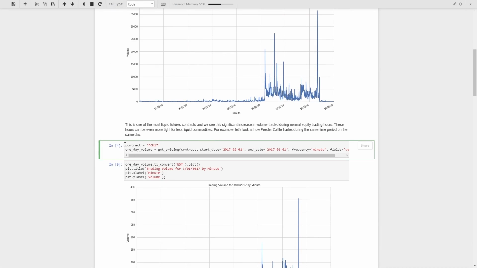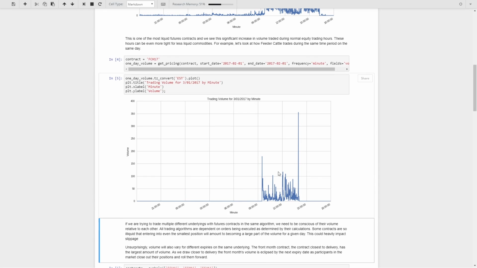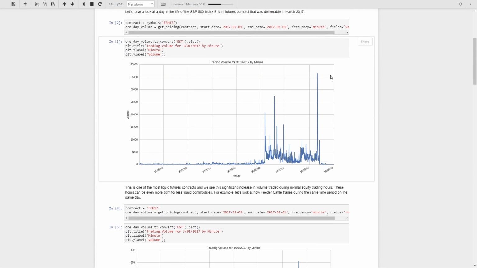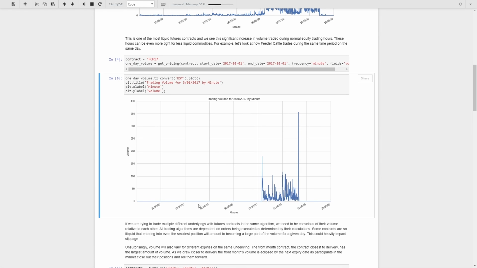If we look at feeder cattle, deliverable again in March 2017, we'll get it over about the same period of time. And we see, all right, well, this is significantly more constricted, right? We only have a maximum of around 350 contracts being traded, whereas at the peak, the S&P 500 Index E-mini is at around 35,000 contracts traded. And again, there's essentially zero volume outside of the hours of 9:30 and around 2:30 p.m., or is that 3? I'm not quite sure, but this is significantly contracted trading hours with significantly reduced volume across those hours.